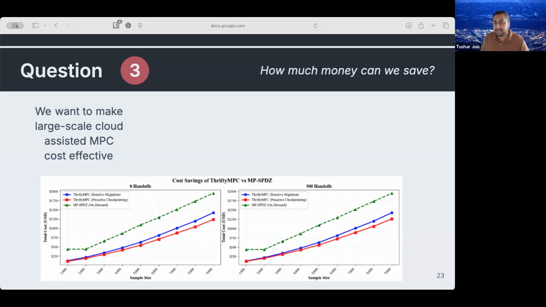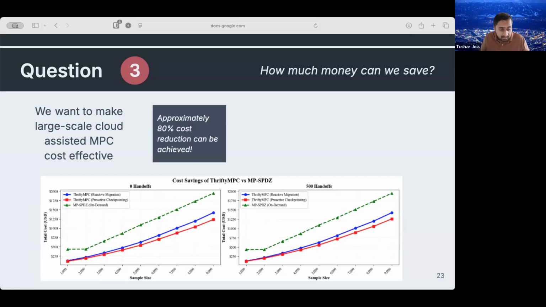So we can see that despite being up to twice as fast as our MPC or MP-SPDZ baseline, it's still MP-SPDZ costs way more because MP-SPDZ cannot incorporate these preemption tolerance mechanisms. It can't use spot instances. But the fact that we can use spot instances gives us about 80% cost reduction depending on your sample size, which is really good, right?